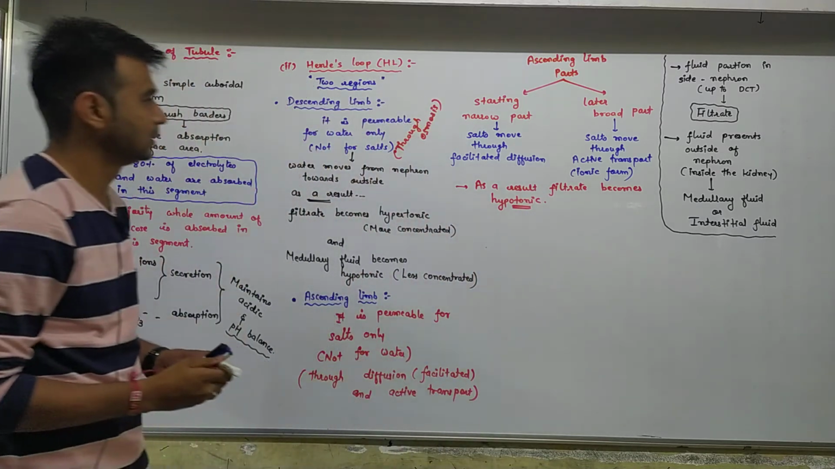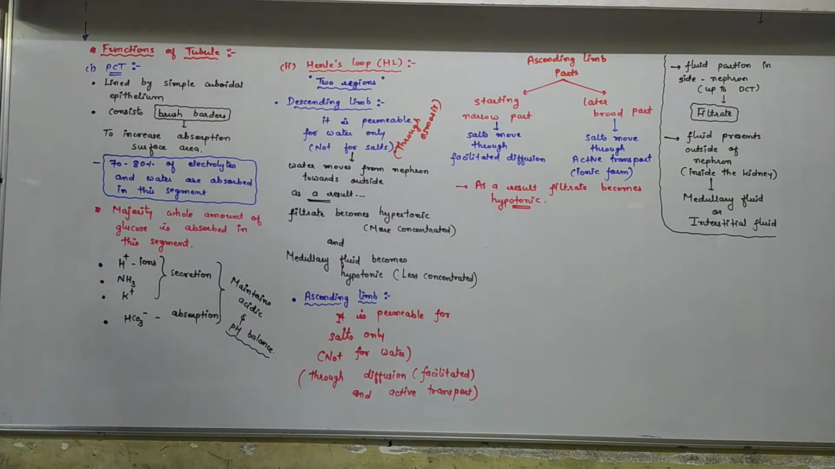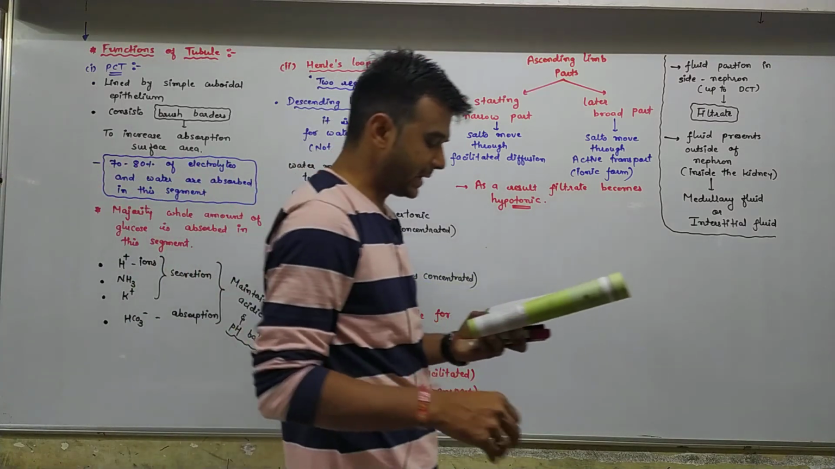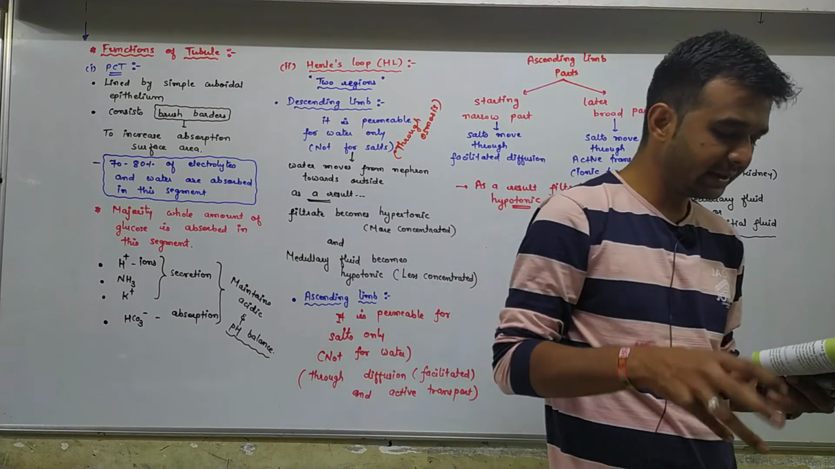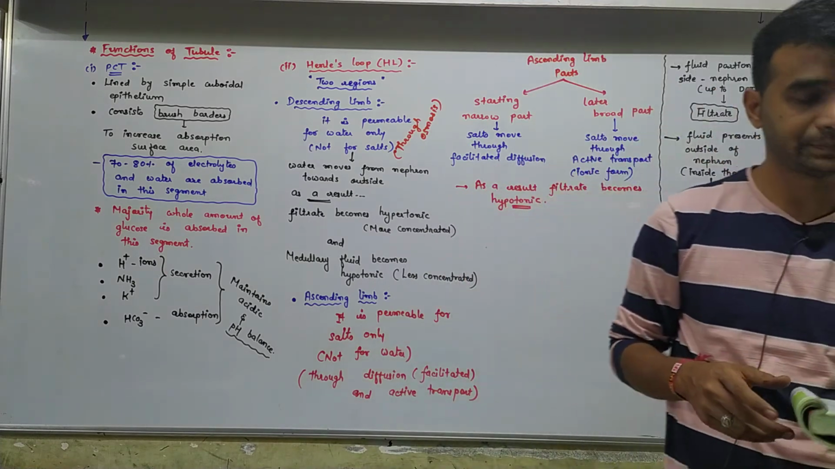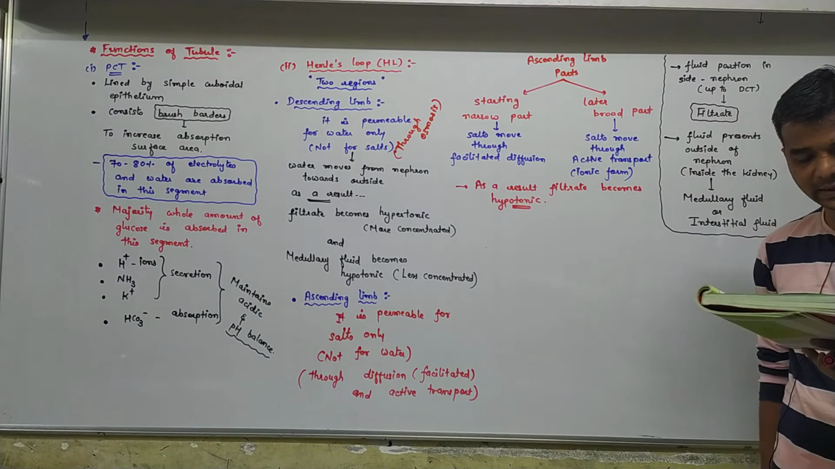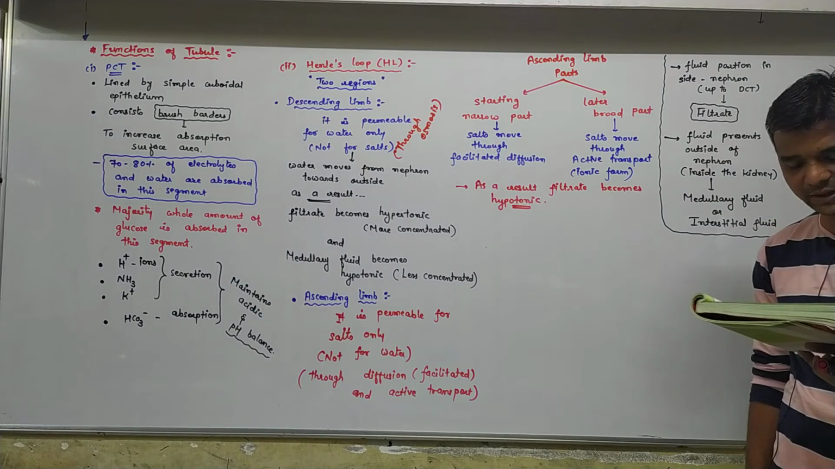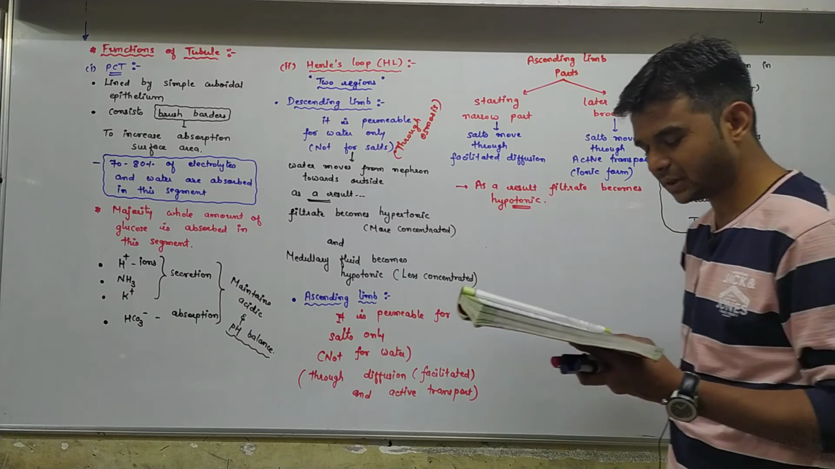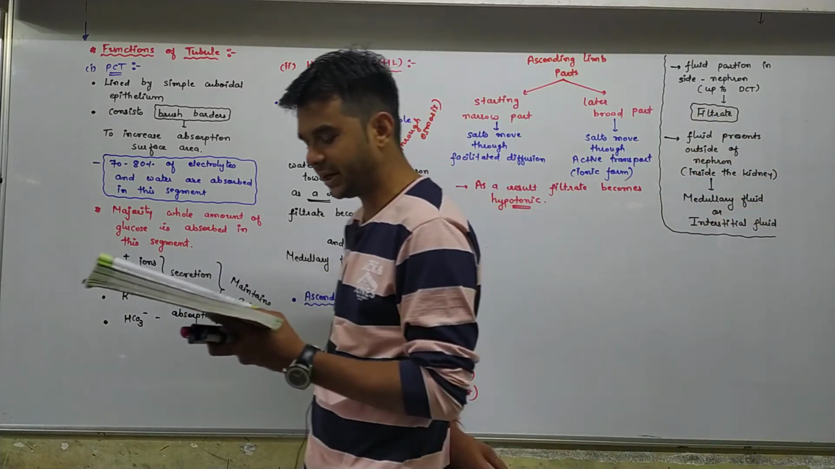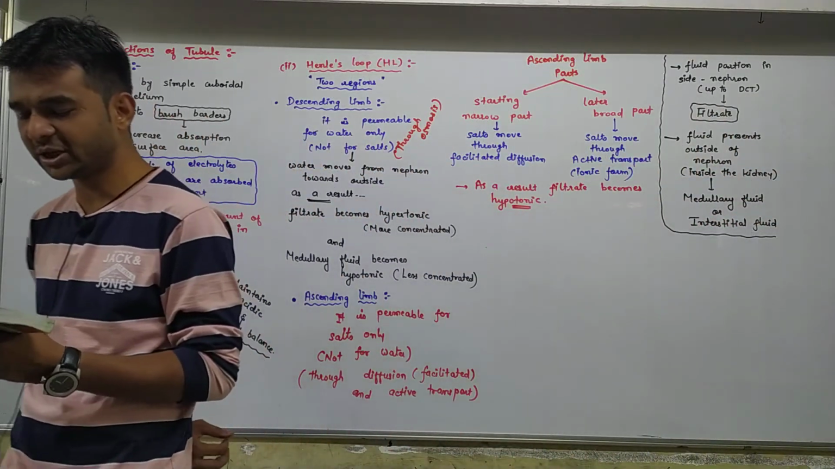Okay. So you have to remember this thing only. See, from the textbook, loop of Henle: reabsorption is minimum in its ascending limb. However, this region plays a very important, significant role in the maintenance of the high osmolarity of the medullary interstitial fluid.